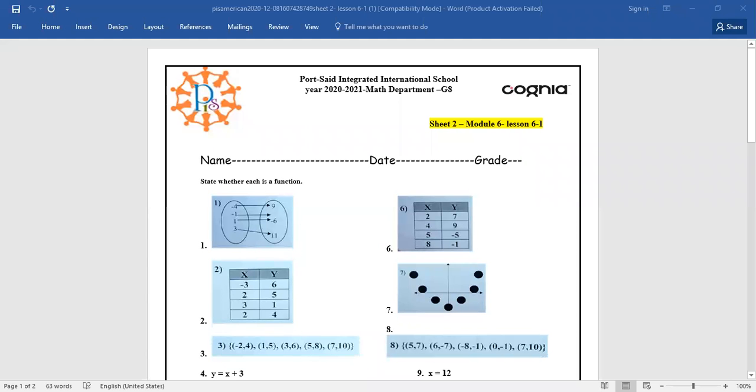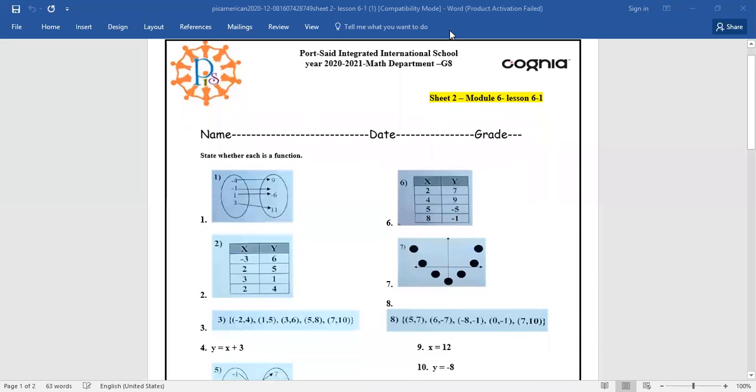Hello, grade 8. We will discuss in this video applications about functions to solve cheat 1 in our SMS, which is talking about functions and how we can classify functions, or when we can say that this one is a function or not a function.